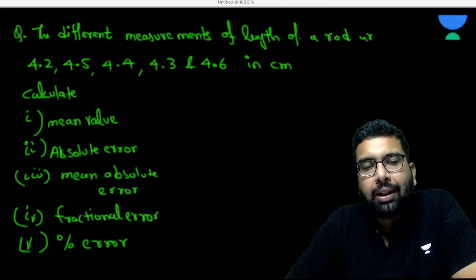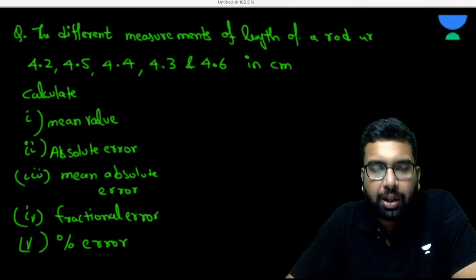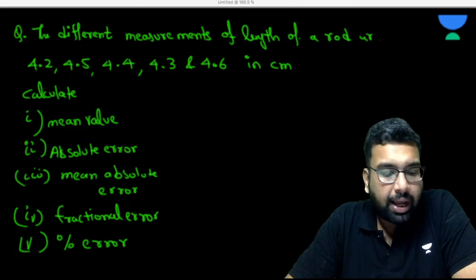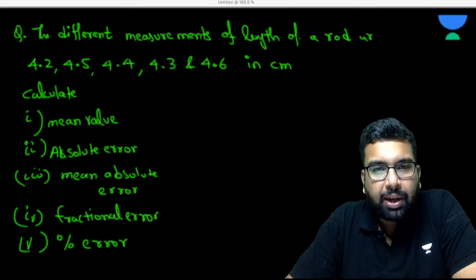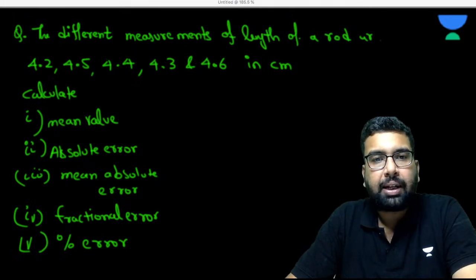Now in this case, we are supposed to calculate the mean value, the absolute error, the mean absolute error, fractional error, and percentage error. Now please understand this. What is going to be the mean value? For the mean value, we must take the average. So the mean value, that is x.